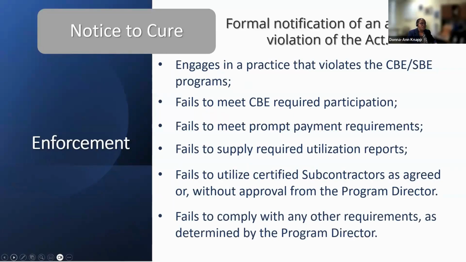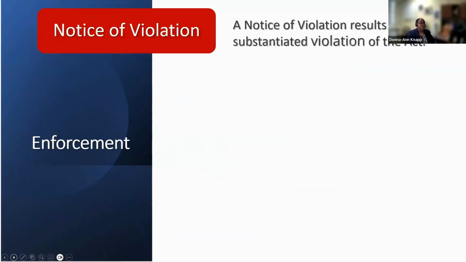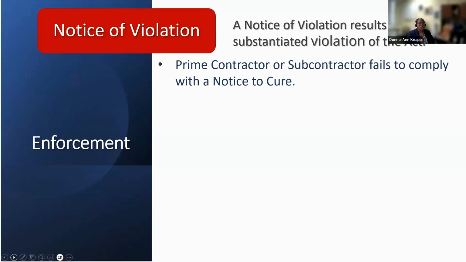The notice to cure is typically issued by the small business development manager, which is myself. The notice of violation will come from our director or our assistant director. The notice of violation is where we've spoken, we've communicated, either you failed to respond, and you have 5 business days within which to respond to the notice to cure. You also have 5 business days within which to respond to a notice of violation.